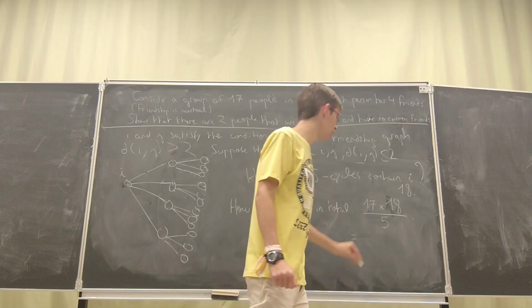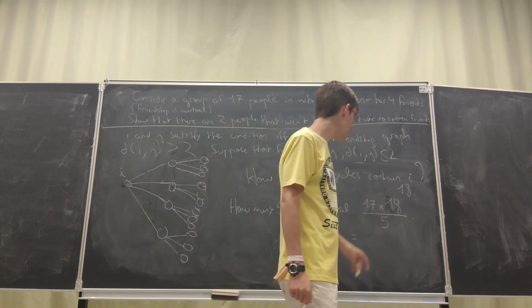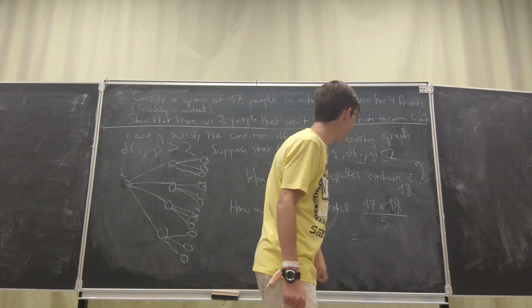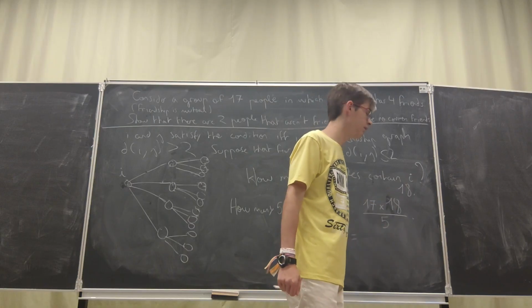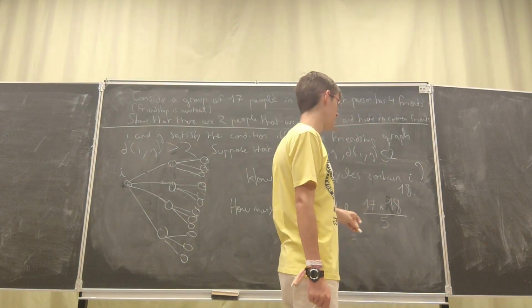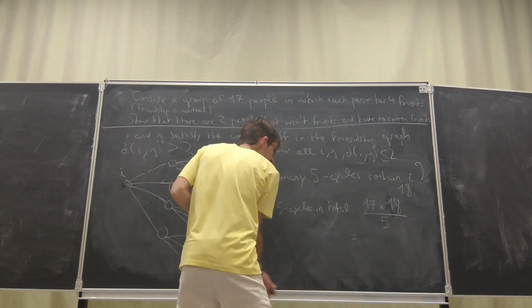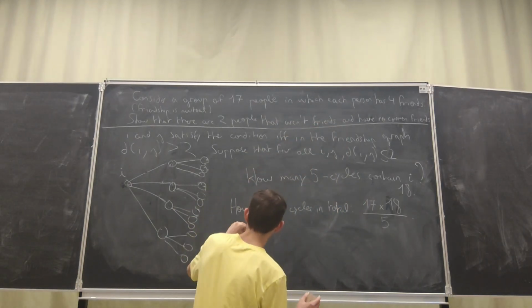But thankfully we get lucky because this is not an integer, right? Here there's a 5 in the denominator, but 5 is not a prime factor of either 17 or 18, so it does not divide the numerator, and so this is a contradiction.